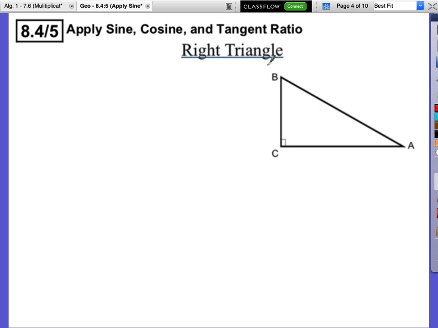And so we don't know what trig functions are yet. We will in a minute here, okay? We're going to talk about them. So we're going to go back to our right triangle. This whole chapter is dealing with right triangles.